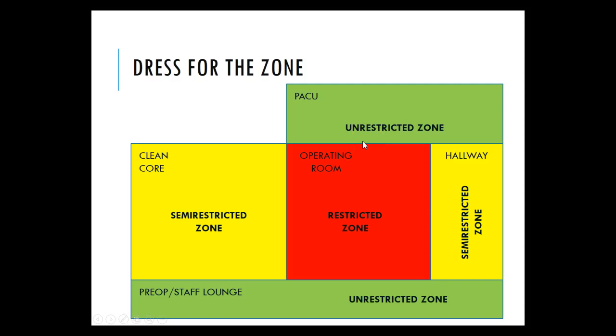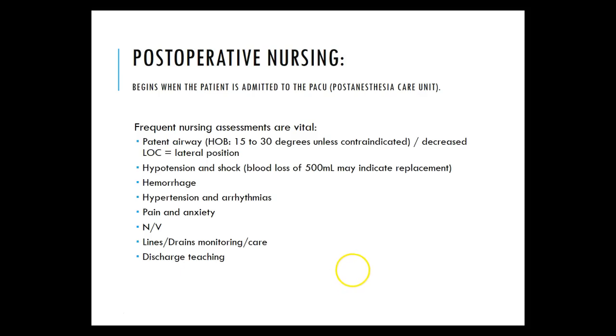As we progress, dress for the zone, this was more or less talking about when you do your OR rotation. Different places are a little bit different, but for example, the unrestricted zone, this is where you can walk in your street clothes. Semi-restricted zone, you need to be wearing scrubs and a cap. The restricted zone would be scrubs, cap, and a mask, eye protection, any other equipment that was needed depending on what the surgery is.